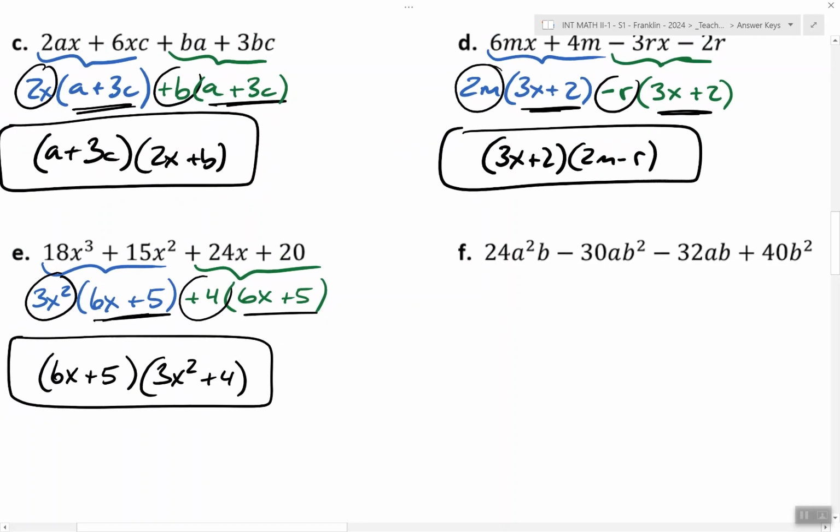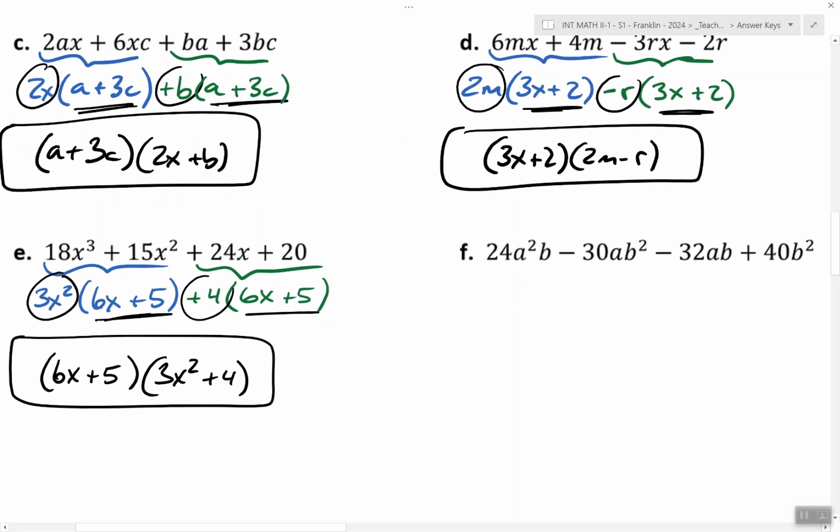Okay, last example. I believe there is an overall GCF here. Looks like we can take out a 2 and we can take out a b. That'll leave 12a squared minus 15ab minus 16a plus 20b. All right, and then we want to remember that 2b, we'll need it later.